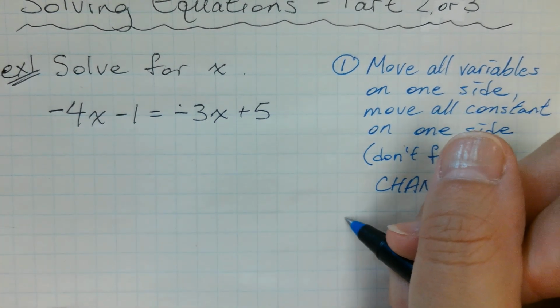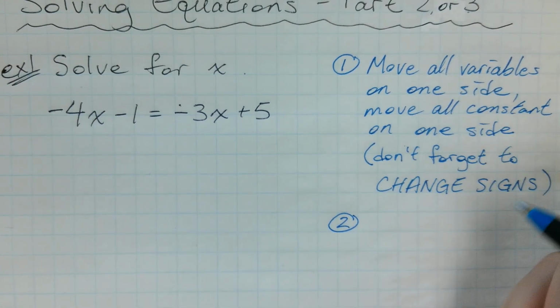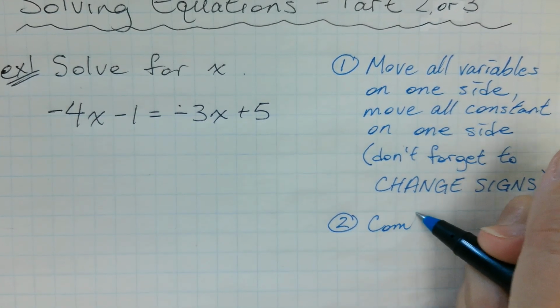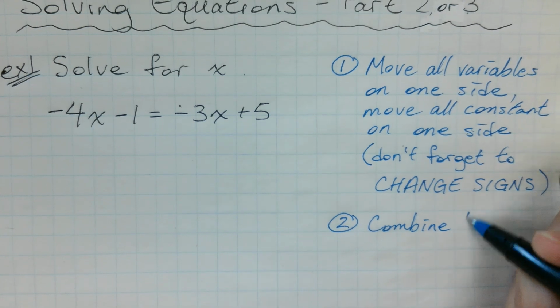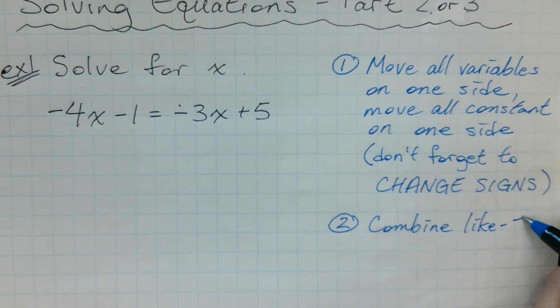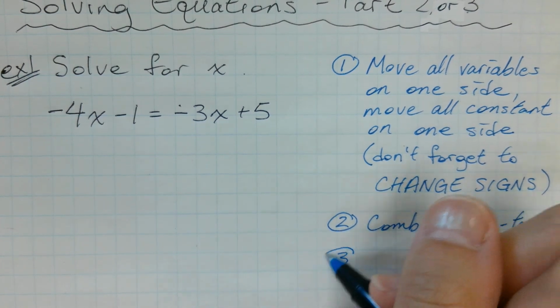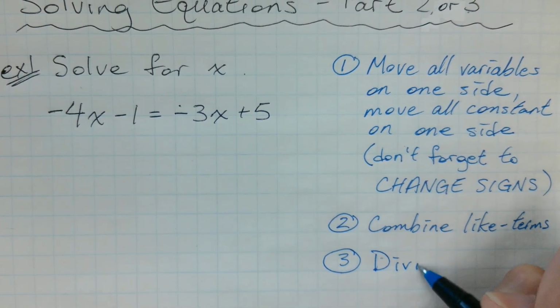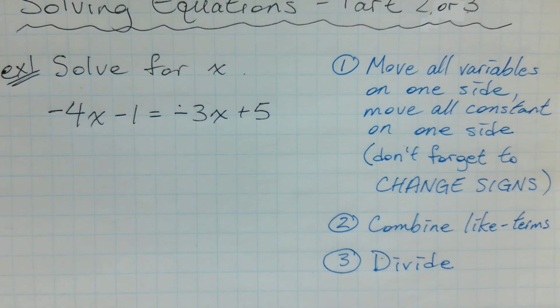There's only 3 steps for this. First, move the variables and constants. Second, combine like terms. And then third is divide. Alright, so those are my 3 steps.